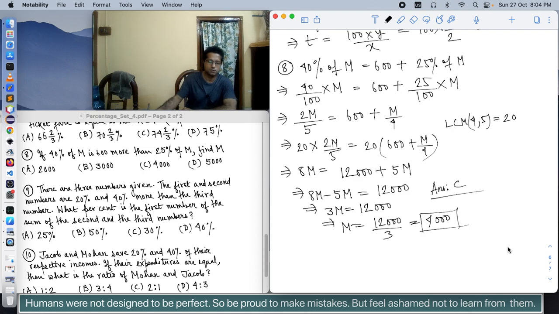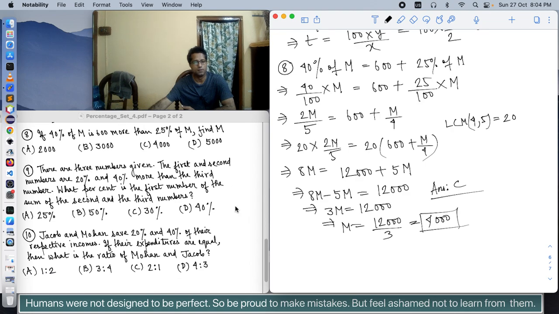C is the correct solution. Okay, let's do problem number 9.